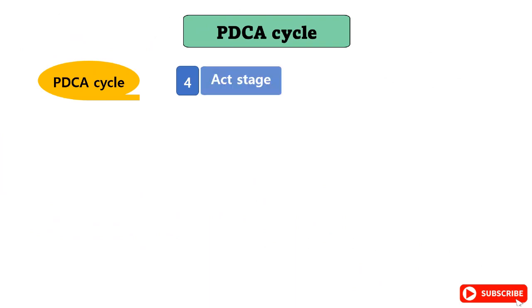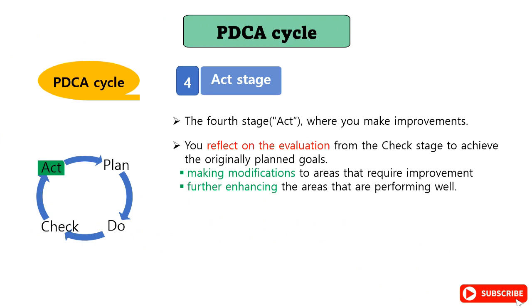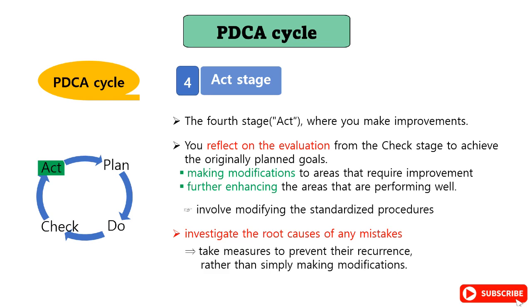The fourth stage is the Act stage, where you make improvements. In the Act stage, you reflect on the evaluation from the check stage to achieve the originally planned goals. This stage involves making modifications to areas that require improvement and further enhancing the areas that are performing well. While the work processes are carried out according to standardized procedures, the act stage involves modifying the processes. Additionally, it is necessary to investigate the root causes of any mistakes and take measures to prevent their recurrence rather than simply making modifications.